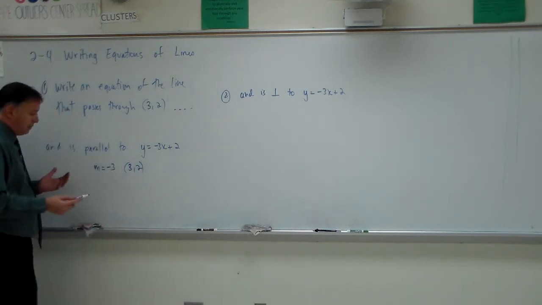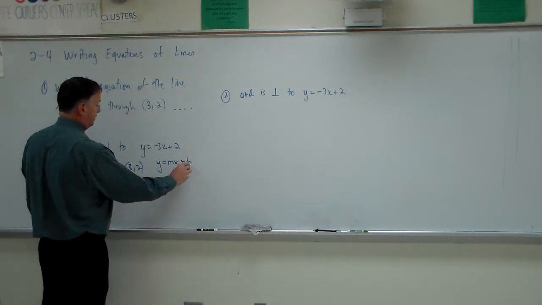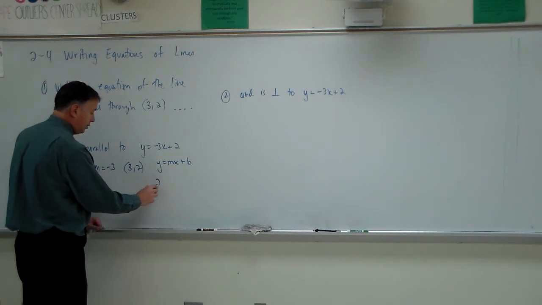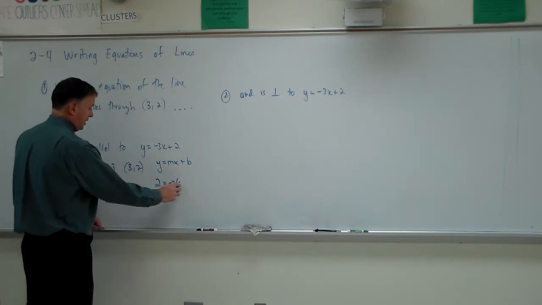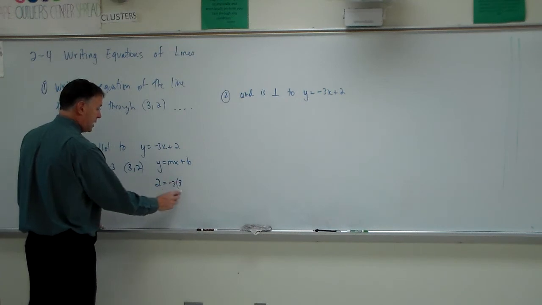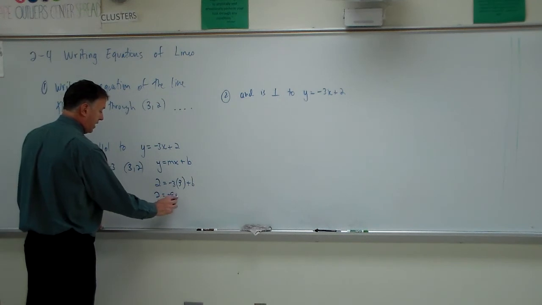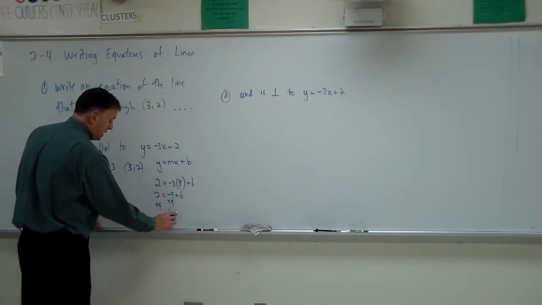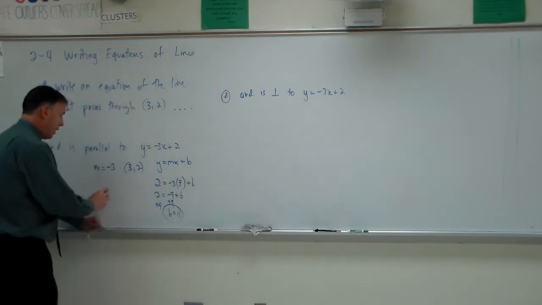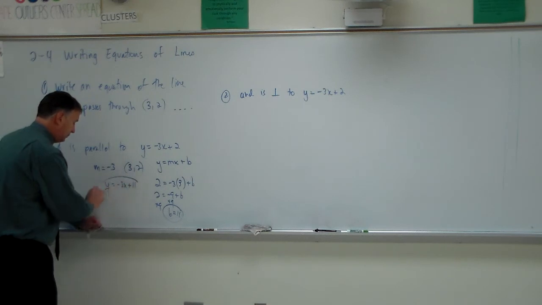So I plug it into y equals mx plus b. My y is 2. My slope is negative 3. My x is 3 plus b. 2 equals negative 9 plus b. Add 9, add 9, b is 11. So my equation is y equals negative 3x plus 11.